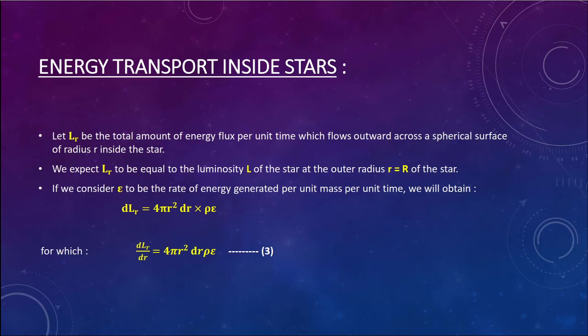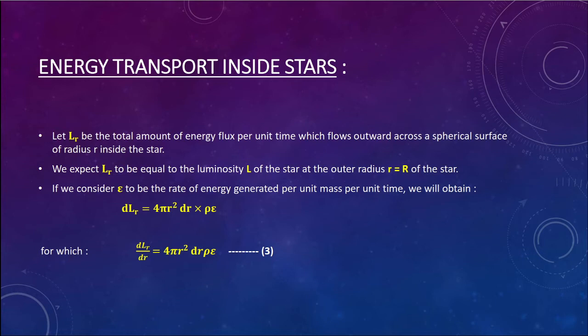Now we come to the energy transport inside stars. The energy generated by nuclear reactions, and we know there are many nuclear reactions happening in the stars, which will be explained in the next part of the lecture, is generated in the central region of the star and transported outward. Now we shall see how the energy is transported to the outer layers.